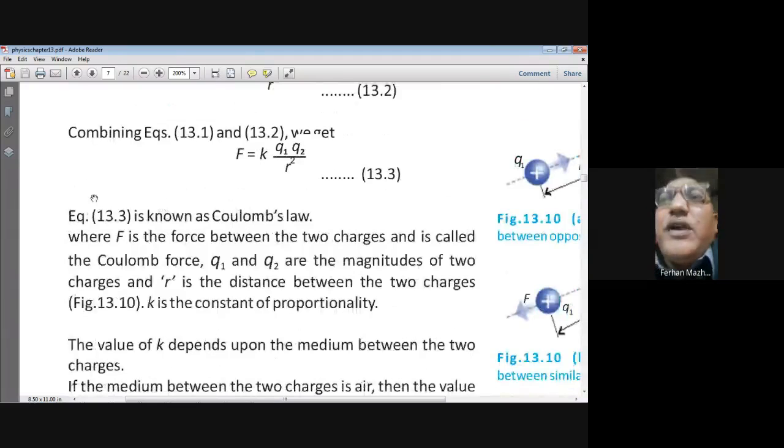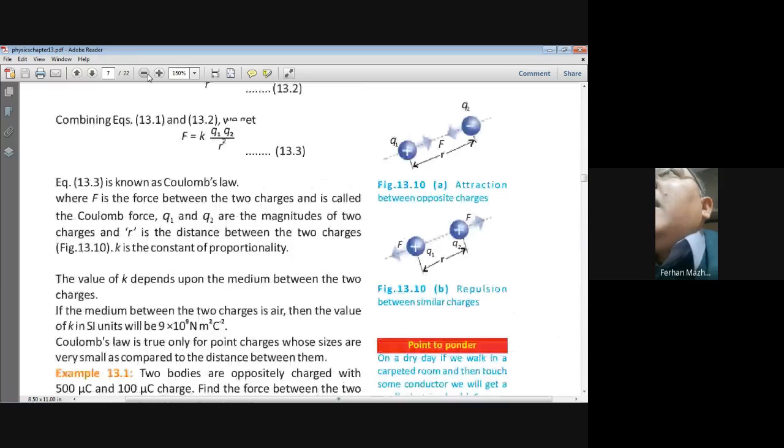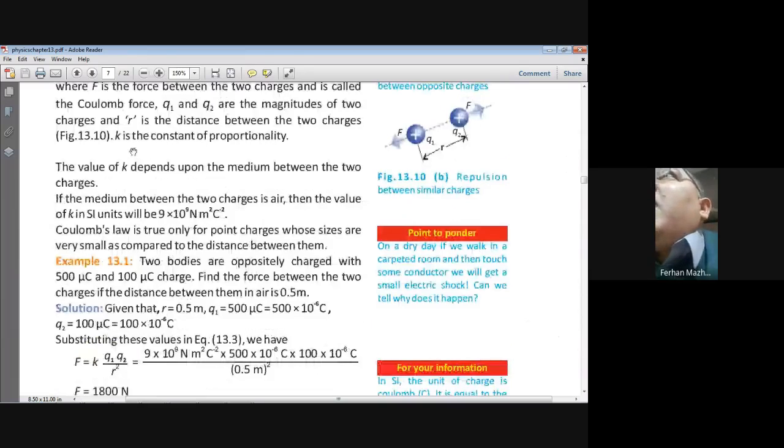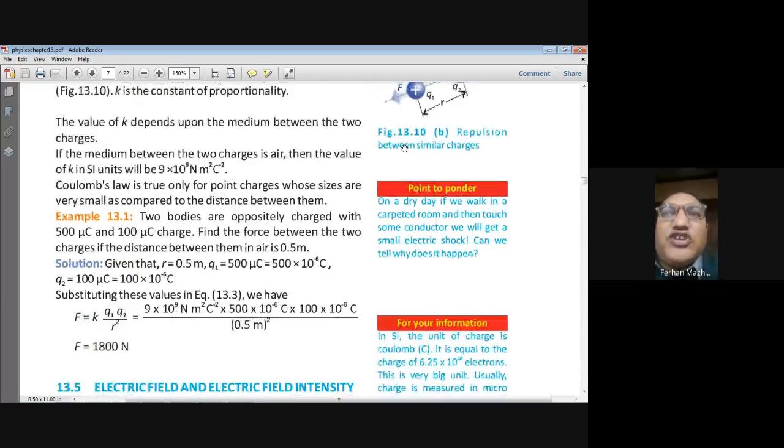Equation number 13.3 is known as Coulomb's law, where F is the force between the two charges and is called the Coulomb force. Q1 and Q2 are the magnitudes of the two charges and R is the distance between the two charges. Figure 13.10. And K is the constant of proportionality.